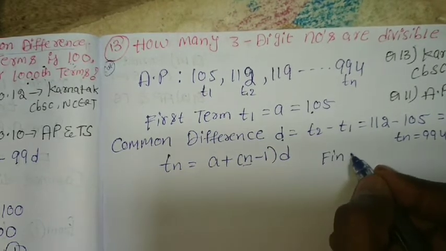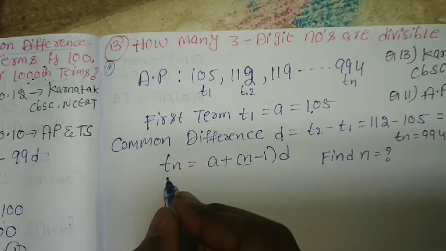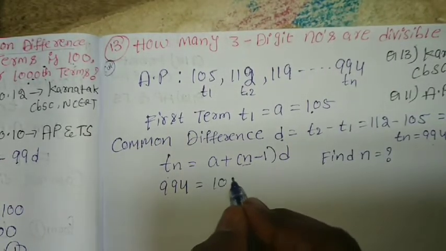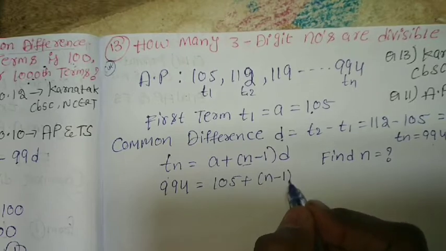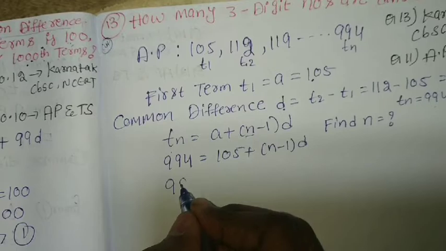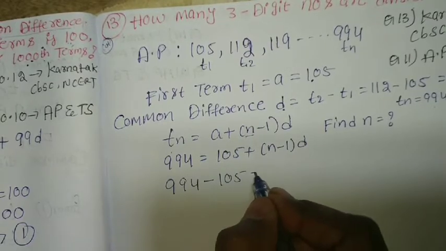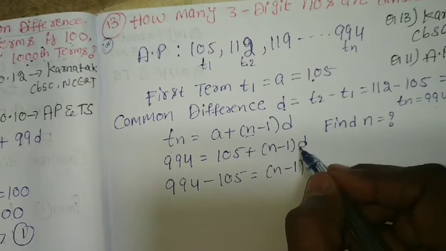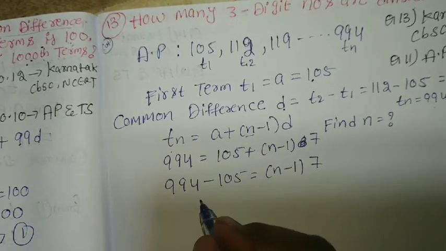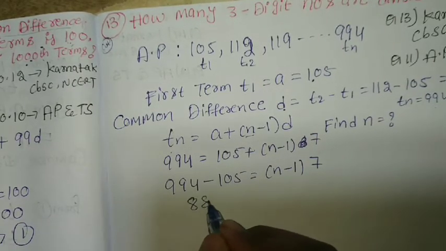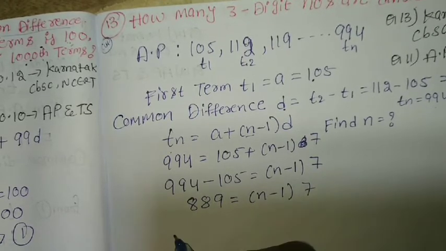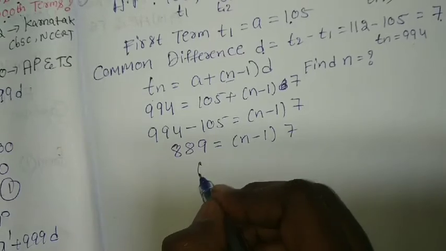Find n. Okay, what is Tn? 994 is equal to a, 105, plus n minus 1 into d. Okay, so how can you write this? Very easy. 994 minus 105 is equal to n minus 1 into, sorry, what is d here? d is 7, no? Write like this. Okay, what is 994 minus 105? 889 is equal to n minus 1 into 7. Why don't you cancel here itself? If you don't know how to cancel, just write like this.